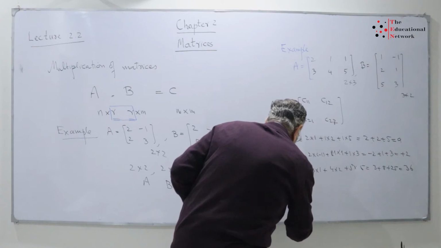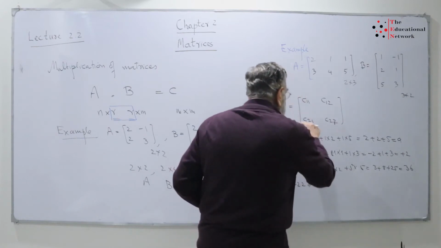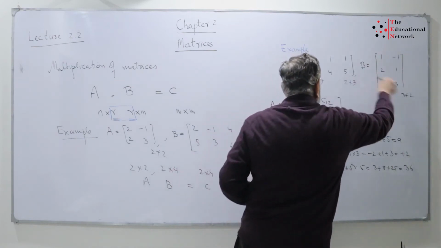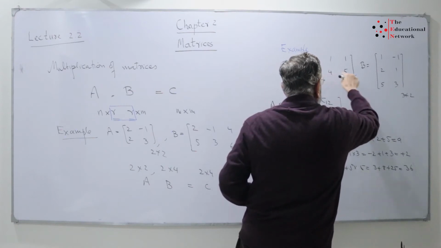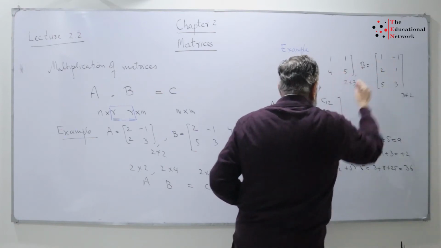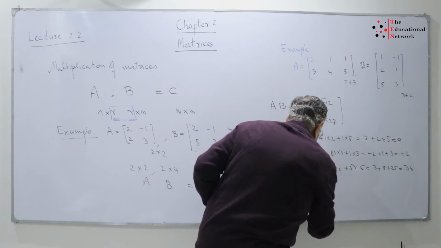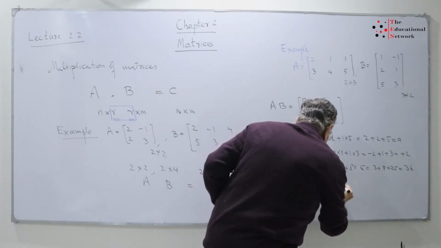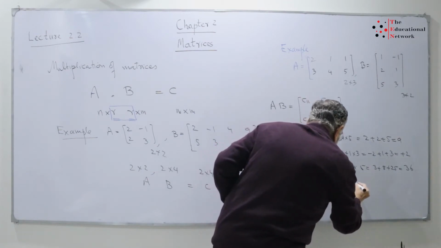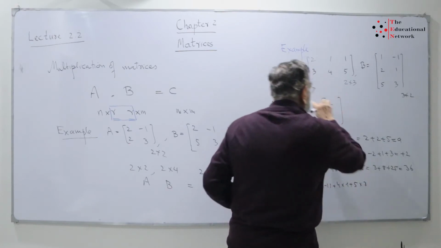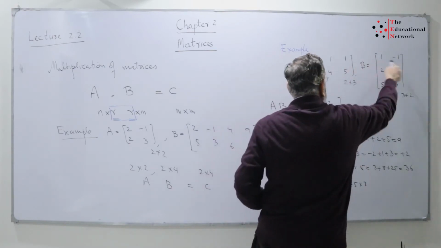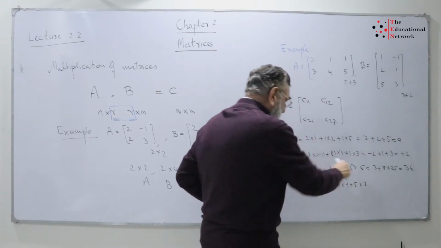Now C22. C22 means second row and second column. The second row is 3, 4, 5. The second column is minus 1, 1 and 3. So we get 3 multiplied by minus 1 plus 4 multiplied by 1 plus 5 multiplied by 3, and then we add it.